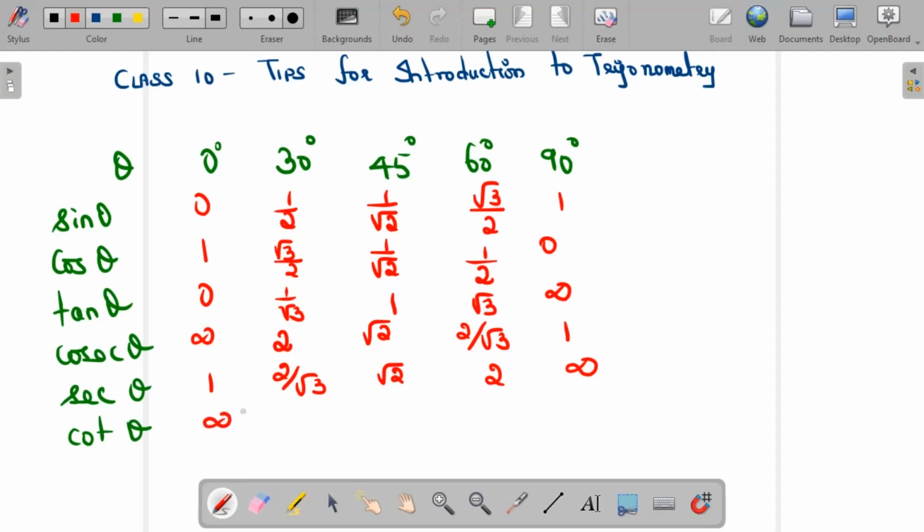So 1 by 0 is infinity. In this case it will be root 3. Here it is 1 again. 1 by root 3. And finally 1 divided by infinity is going to be equal to 0. So from one row you are able to derive the entire table.